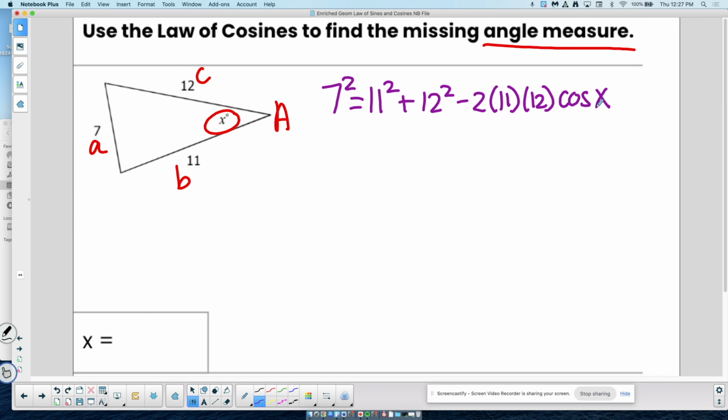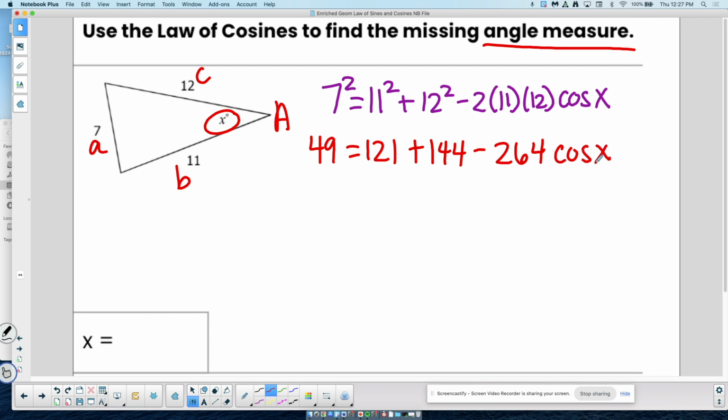Again, we're going to do this one step by step, just to make sure that we are understanding where these numbers are coming from. So 7 squared we know is 49, 11 squared is 121, 12 squared is 144, 2 times 12 times 11 is 264, cosine of x.